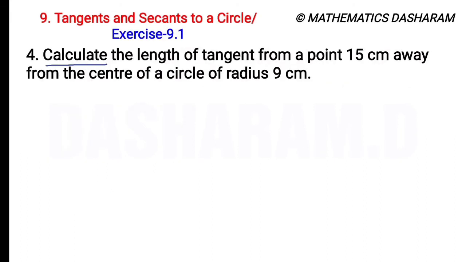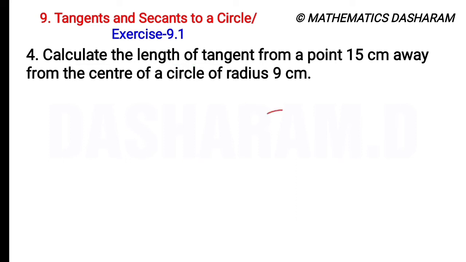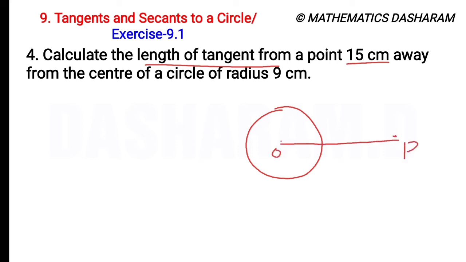Fourth problem: calculate the length of a tangent from a point 15 cm away from the center of a circle, radius 9 cm. So here is a circle. Let's take the center O and one point P, which is 15 cm away from the center. From this point we are going to draw one tangent. Let's take the point of contact as A and join O, A. It is a radius, so it is 9 centimeters.